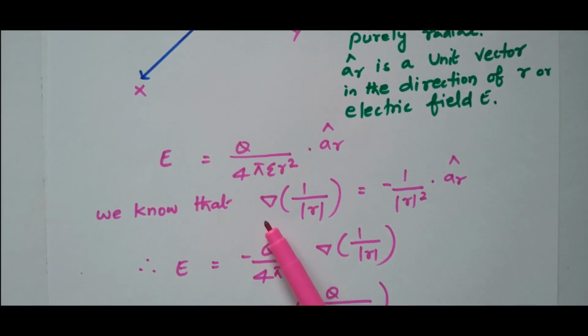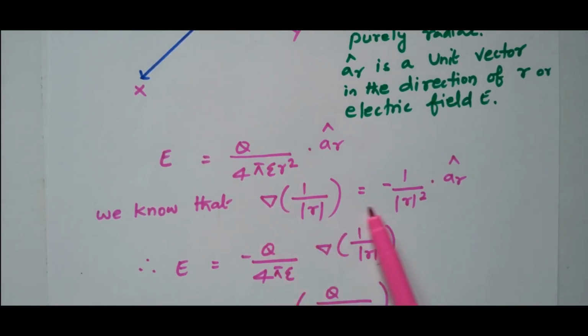The del operator. What is the del operator? It is a partial differentiation: dou by dou x, dou by dou y, dou by dou z. In case of spherical coordinates, it is dou by dou r, dou by dou phi, dou by dou theta, like that. Here only R is there. So by differentiating, 1 by R is nothing but minus 1 by R square. So in this, 1 by R square can be replaced by del of 1 by R.